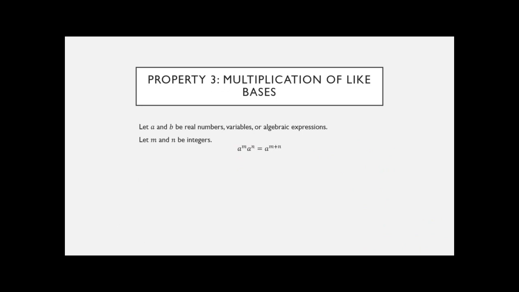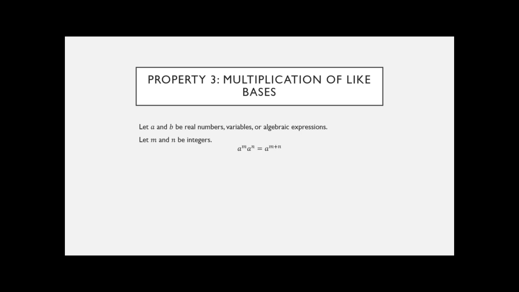So our next property is multiplication of like bases. So like bases are where the base is the same. So if you have things with the same base, you add the exponents when those things are multiplied. So a to the m times a to the n equals a to the m plus n.